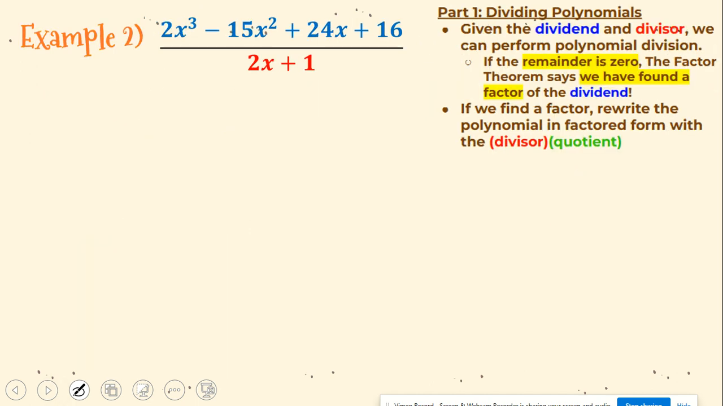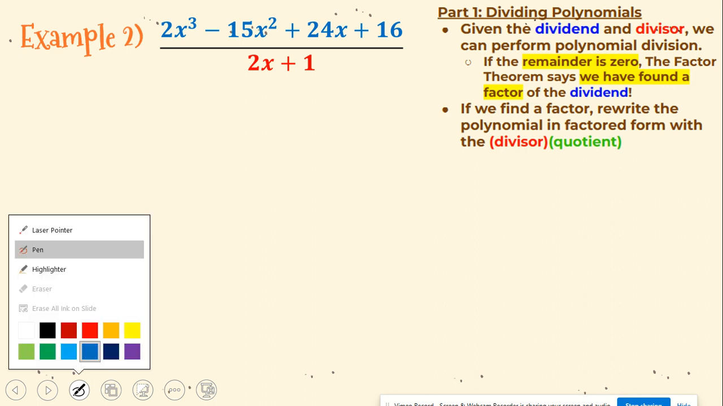Let's do another example. Okay, we have 2x to the third minus 15x squared plus 24x plus 16 divided by 2x plus 1. Again, we're going to start by dividing the polynomials, and that will give us factored form. Then we're going to keep factoring until we can't factor anymore. Then we're going to set the factors equal to 0 to find the x-intercepts, and then we're going to put all the information together to sketch a graph.